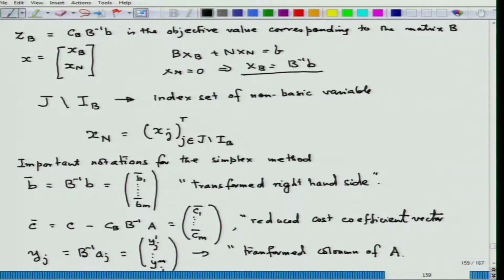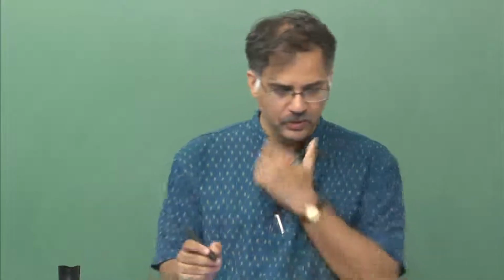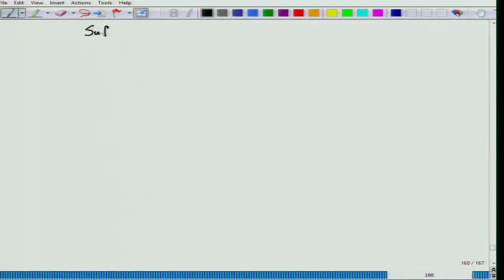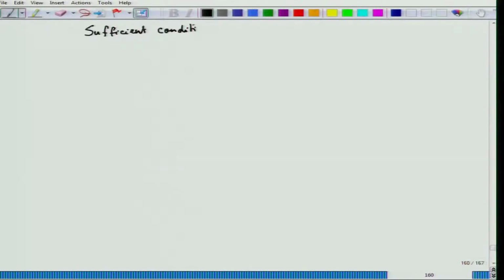Now, let us figure out a condition for optimality. So, now we will try to prove that under a certain given condition we will get an optimal solution, that is we will guarantee that an optimal BFS has been reached. So, a sufficient condition for optimality.